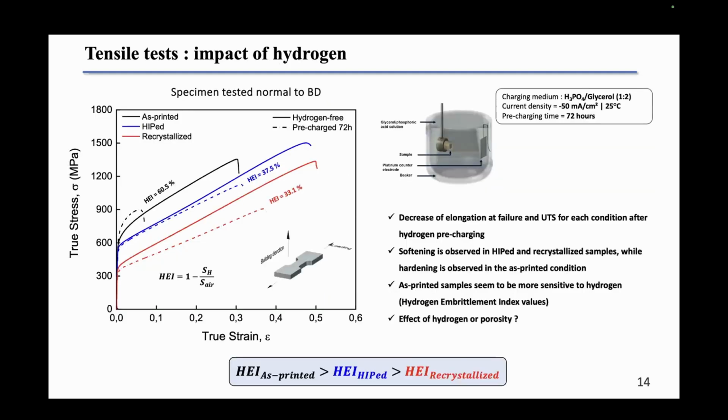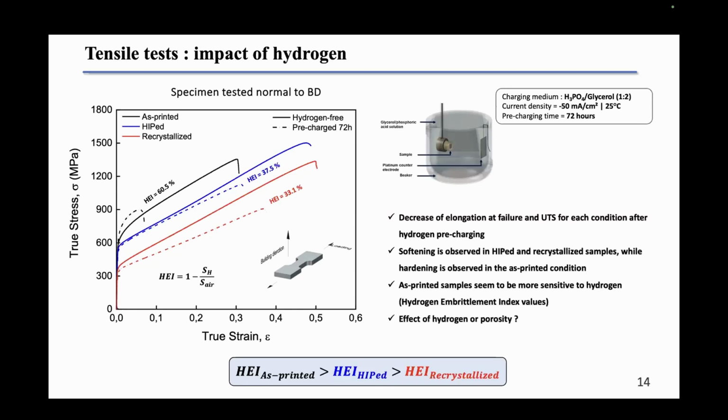Now, on this slide, we can see the impact of hydrogen. For specimens tested perpendicular to the building direction, we can see that hydrogen leads to a decrease of elongation at failure and also a decrease of UTS for each condition. But we do observe an antagonist effect. For example, for the as-printed condition, we observe a hardening effect, while we observe a softening effect for HIPed and recrystallized conditions.